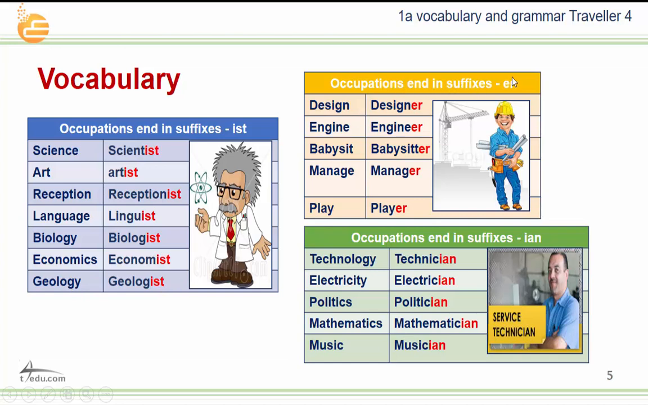Occupations ending in the suffix -er: design, designer. Engine, engineer. Babysit, babysitter. Manage, manager. Play, player. Occupations ending in the suffix -ian: technology, technician. Electricity, electrician. Politics, politician. Mathematics, mathematician. Music, musician.